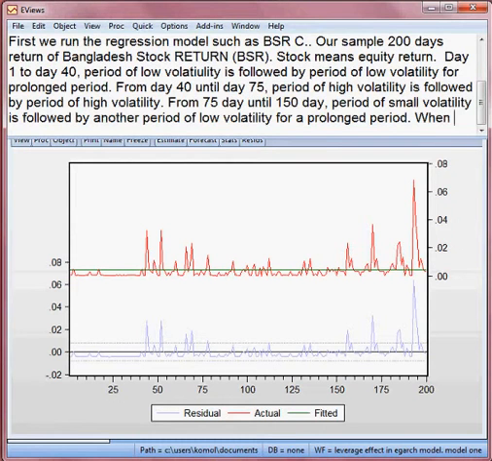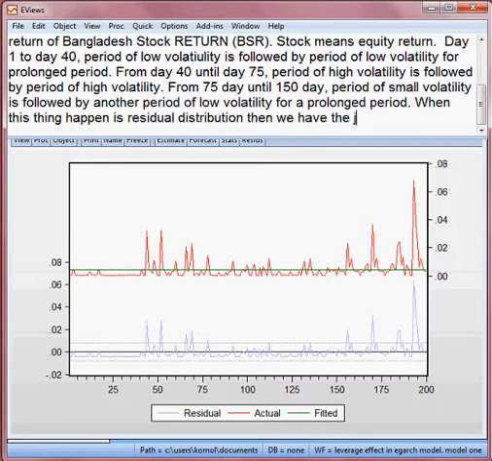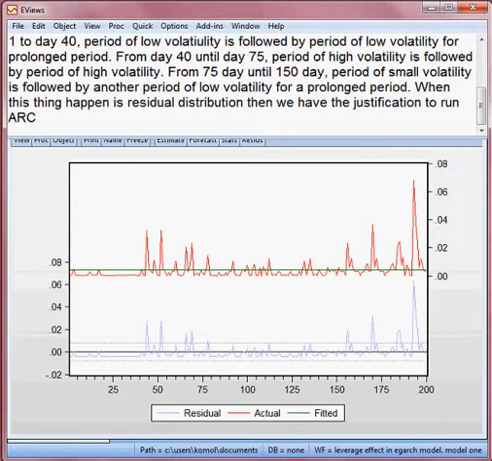When this thing happens in residual distribution, then we have the justification to run EGARCH model.